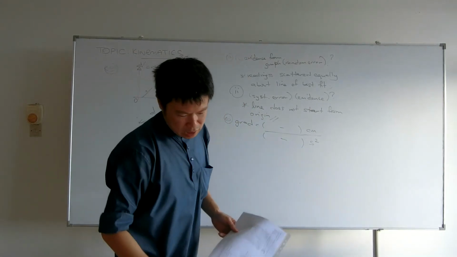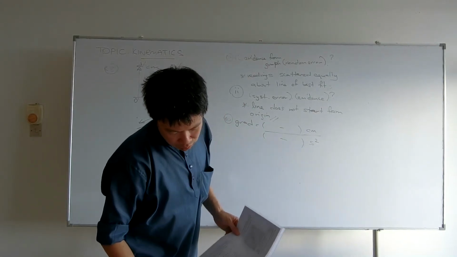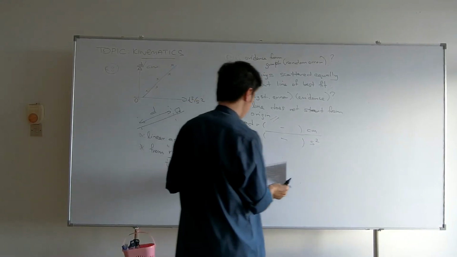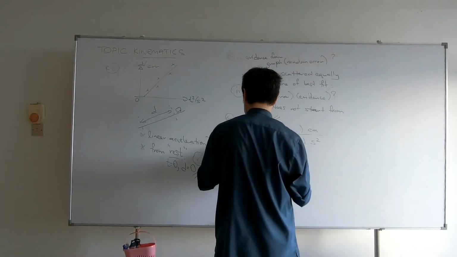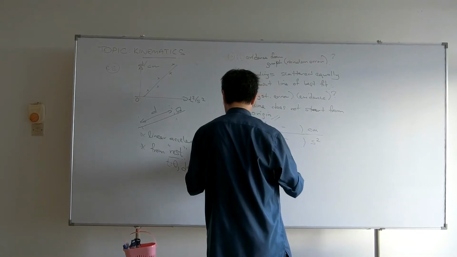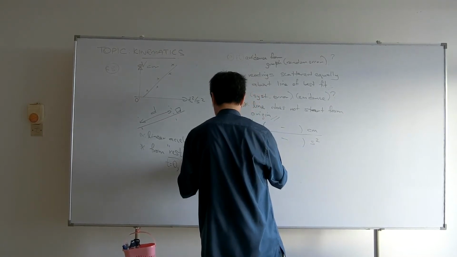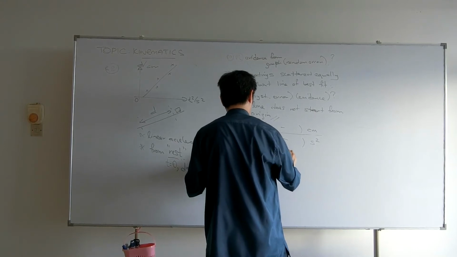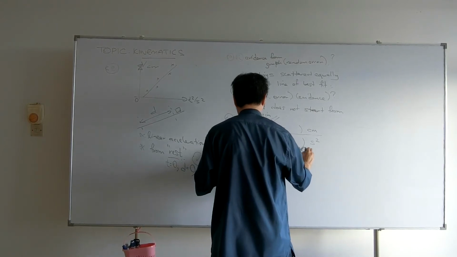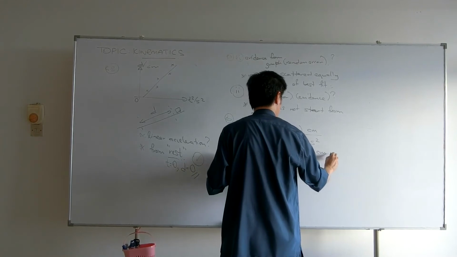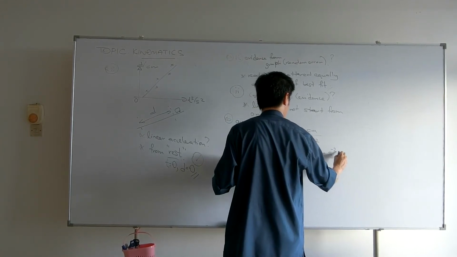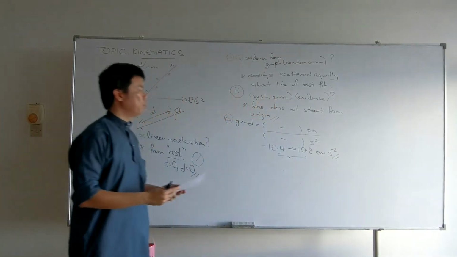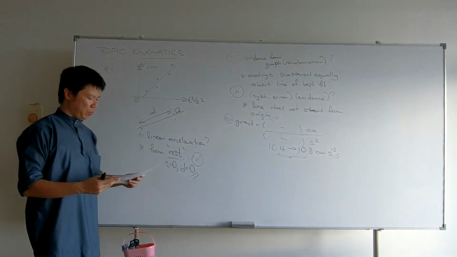And the answer will be around, since this graph, there will be a range for this answer. So your range here will be around 10.4 all the way to 10.8 centimeter per second square. So as long as you get this value, you should be okay.